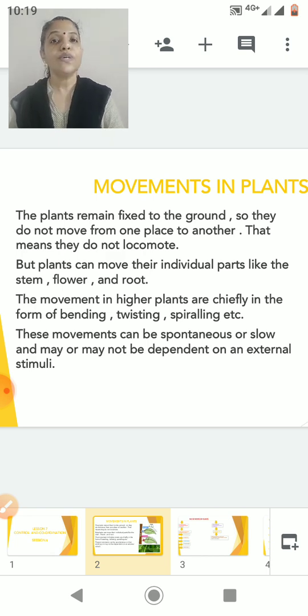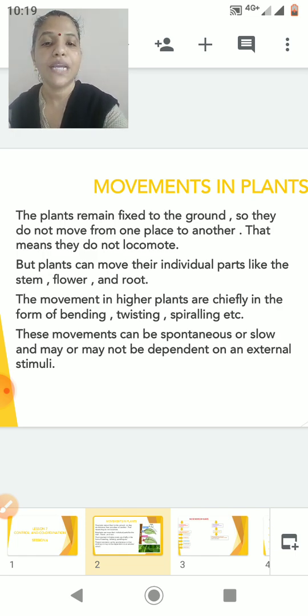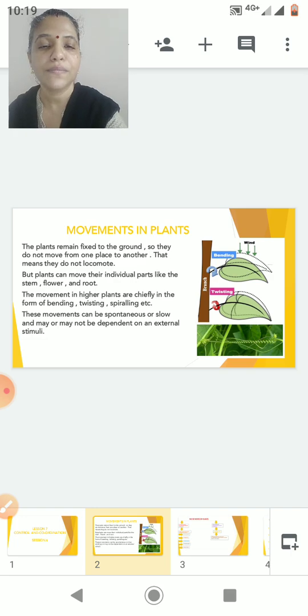Okay, so have you understood the movements in plants? I hope all of you have understood the difference between locomotion and movement. Locomotion is when the entire organism moves from one point to another, but movement is when a part of the body of the organism is moving. So in plants locomotion is absent but movement is possible. It can move different parts like the root, stem, flower and leaves. Now let's see the types of movement in plants.